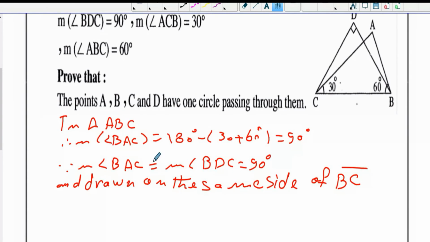therefore ABCD is a cyclic quadrilateral. And you can say A, B, C, and D have one circle passing through them. Next question.